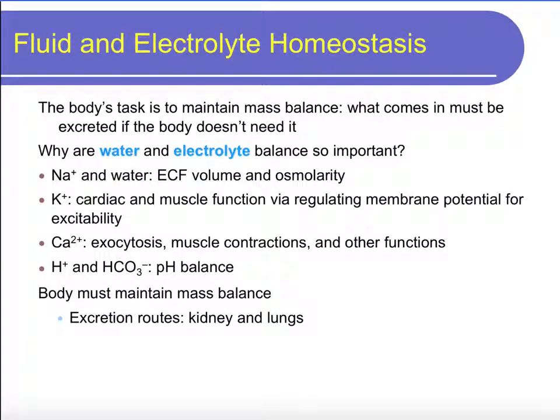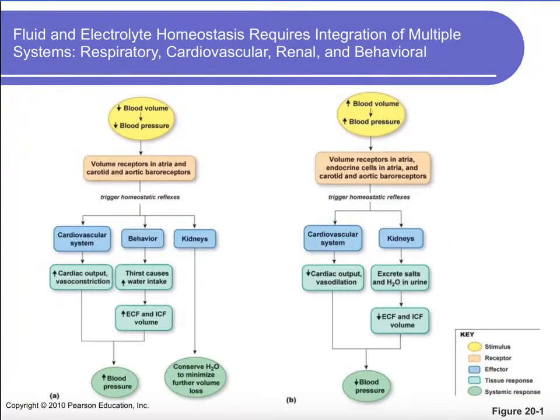What about calcium? Well, calcium is important in many ways. It has a role in exocytosis, so it's an intracellular signaling molecule. It's involved in all muscle contractions, and it has other functions as well. For example, it's important in blood clotting. And then hydrogen ions and bicarbonate ions are obviously very important in our body's pH. So our body has to maintain mass balance, and we have different excretion routes, including our kidneys and our lungs, to be able to do that.